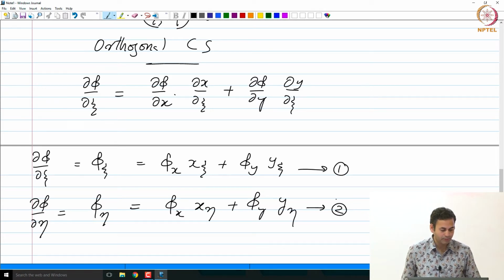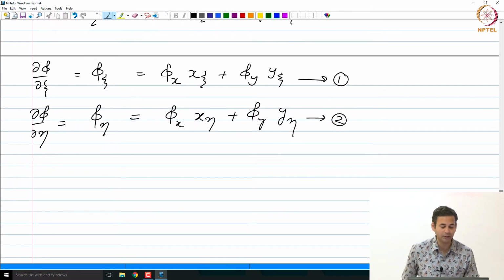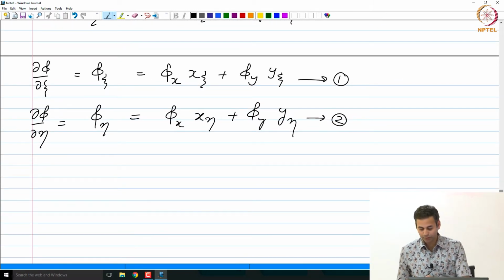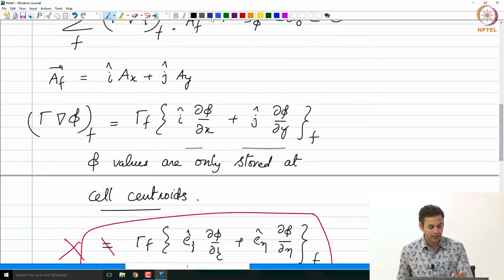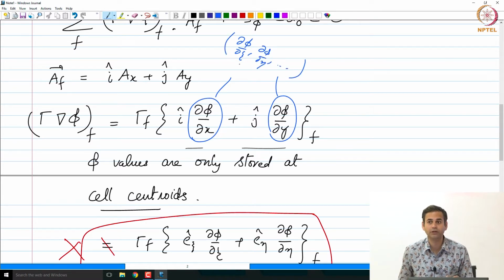Now, our motivation is to calculate phi x in terms of phi xi and phi eta. We want to get expressions for phi x and phi y, because we want to replace this term and this term with the local coordinate derivatives. That means we want to replace them with partial phi partial xi, partial phi partial eta, and so on, along with all the grid metrics. That is the motivation, because partial phi partial xi can be directly calculated.